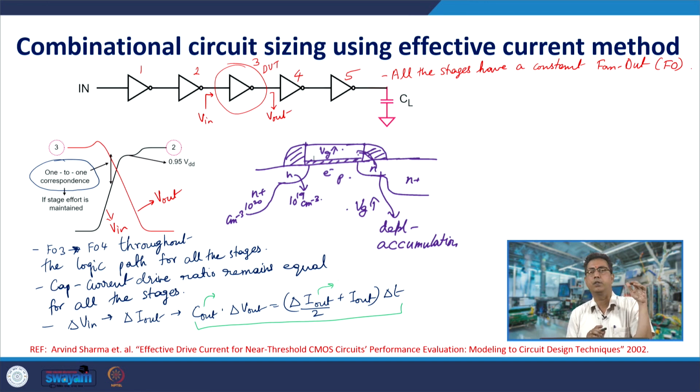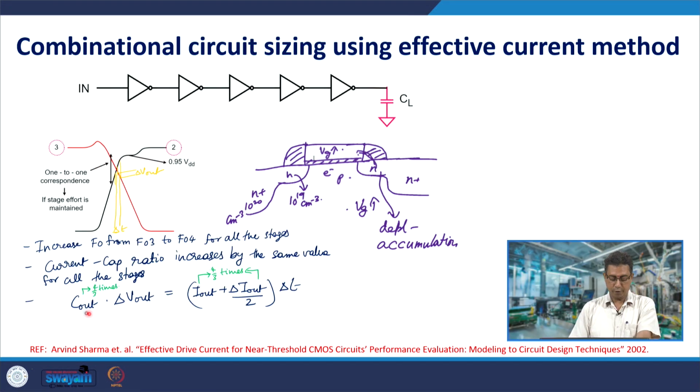Likewise, every stage would see an increase in capacitance by 4/3, and the second stage would also be larger in size by 4/3. Therefore, these currents would increase by 4/3 times, whereas the output capacitance would also, for the same reason, increase by 4/3 times. So, what would we observe?